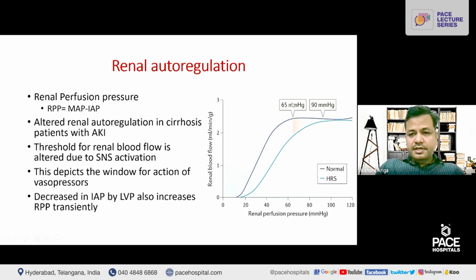But in patients with HRS, this curve shifts to the right due to sympathetic nervous system activation, and there is a window in the shaded area where vasopressors can act. And if we increase the mean arterial pressure up to 90, there is an increase in the renal perfusion, the renal blood flow, in proportion to the increase in the mean arterial pressure.